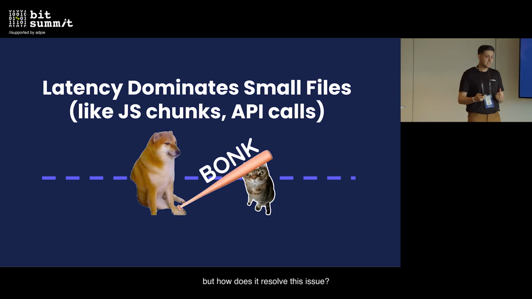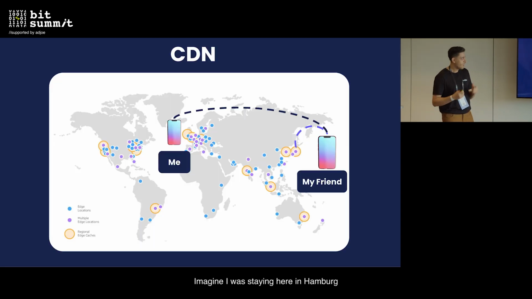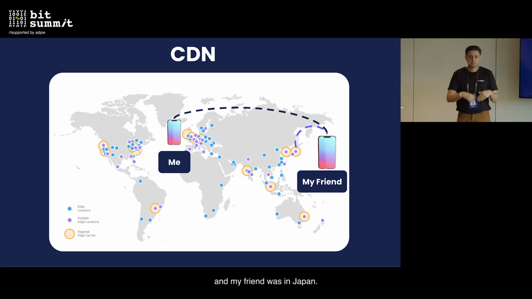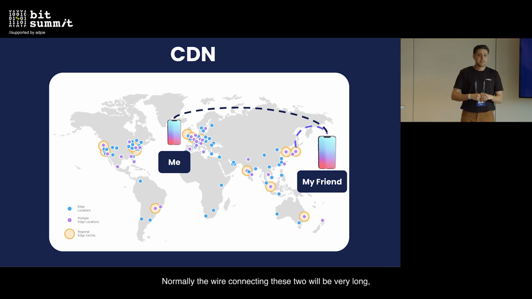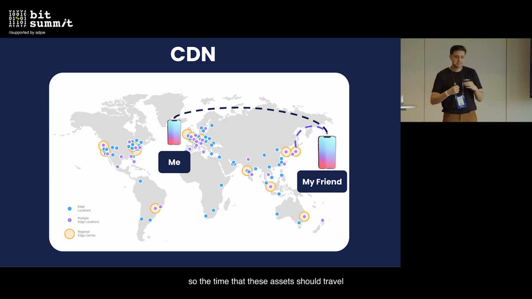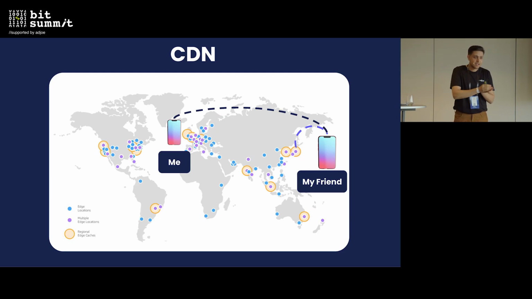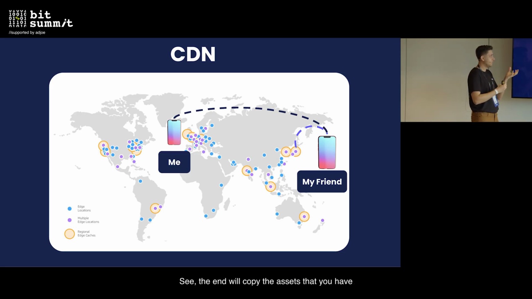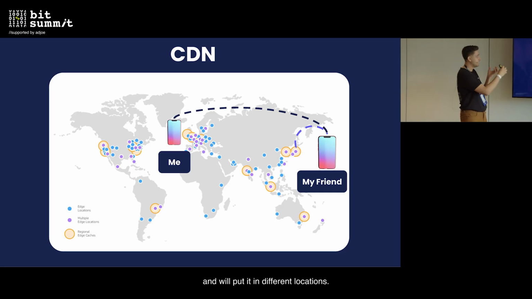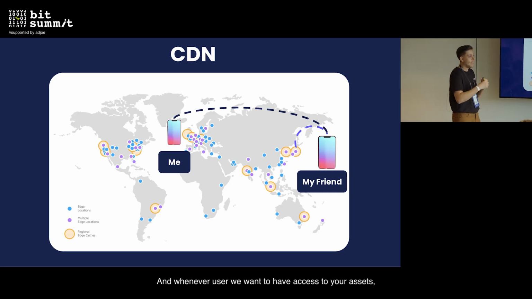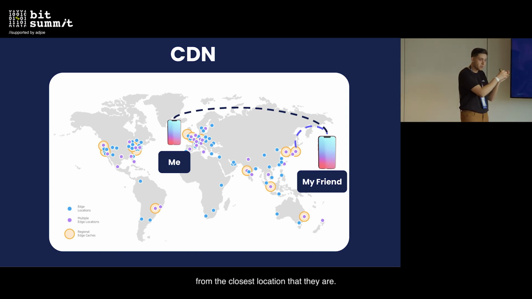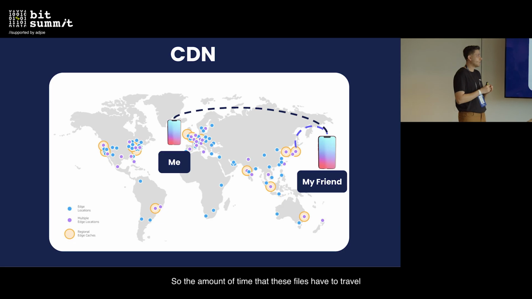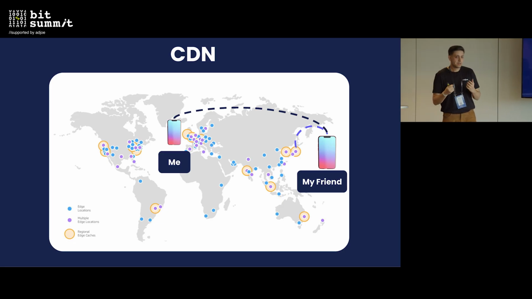But how does CDN resolve this issue? Imagine I was staying here in Hamburg and my friend was in Japan. Normally, the wire connecting these two will be very long. So the time that these assets should travel will be very long. But how does CDN resolve this issue? CDN will copy the assets that you have and put them in different locations. And whenever a user wants to have access to your assets, they will download them from the closest location to them. So the amount of time that these files have to travel will decrease.